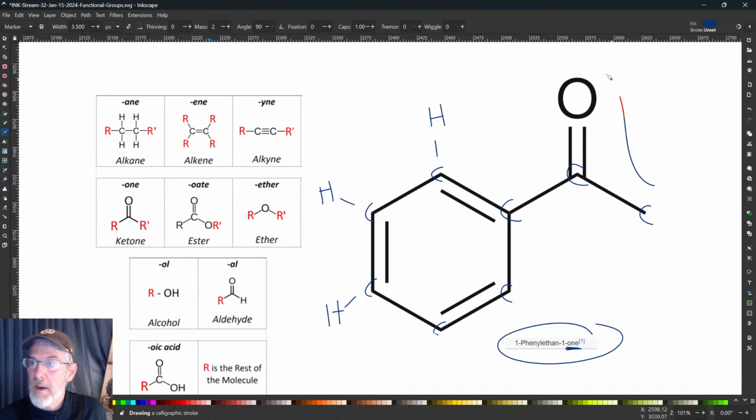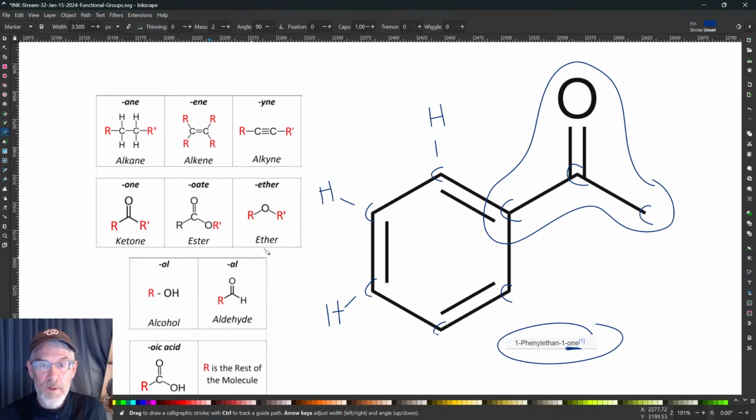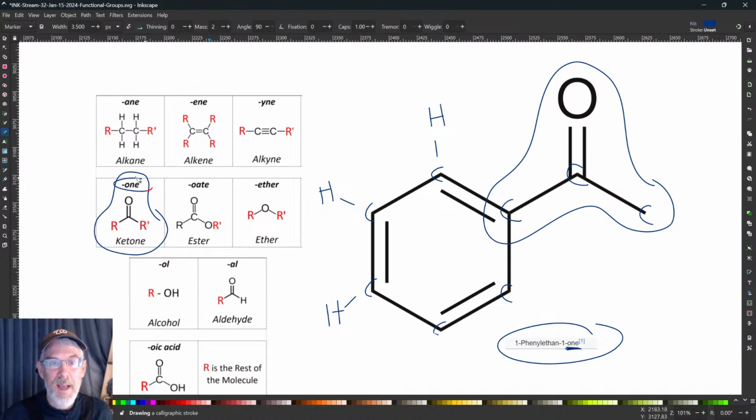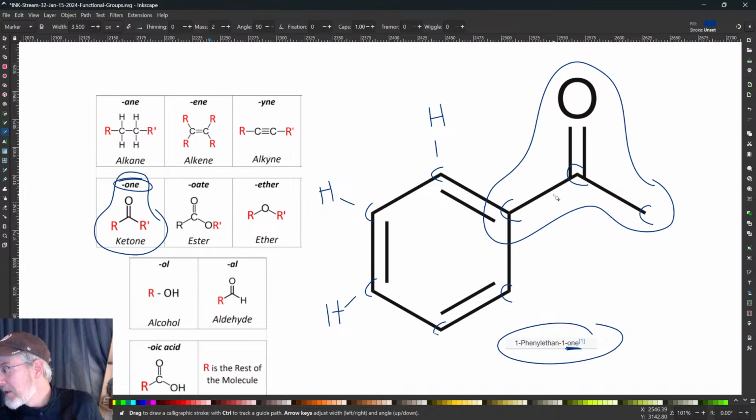So we look for our pattern here, and the pattern that best matches that. And you could just see the "one" and match that, I guess. That's a ketone right here. So it can even have a big benzene ring, aromatic ring on it. Doesn't matter there. A benzylic ketone. Yeah, you guys are getting a little advanced on me.